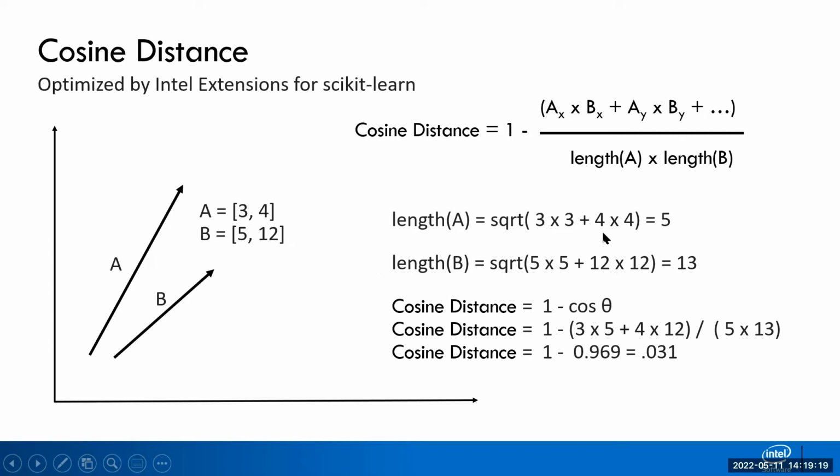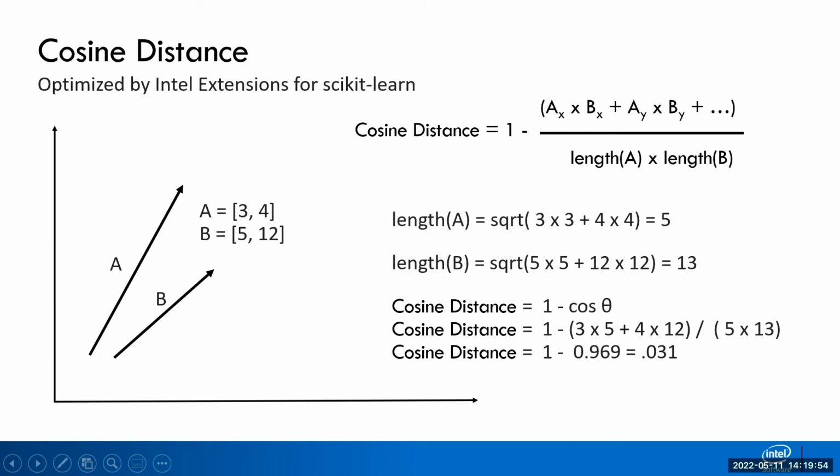So we have the lengths, and we need to calculate 1 minus cos theta, which is the actual cosine distance, right? The dot product is ax times bx plus ay times by, so 3 into 5 plus 4 into 12, divided by the product of the lengths, 5 into 13. Then we subtract that from 1, 1 minus cos theta, and we get the final cosine distance.